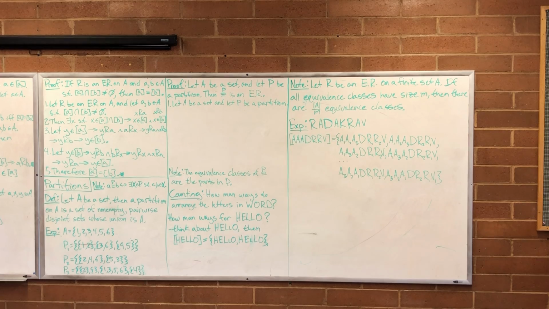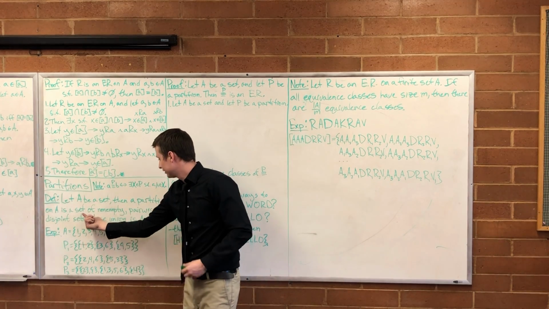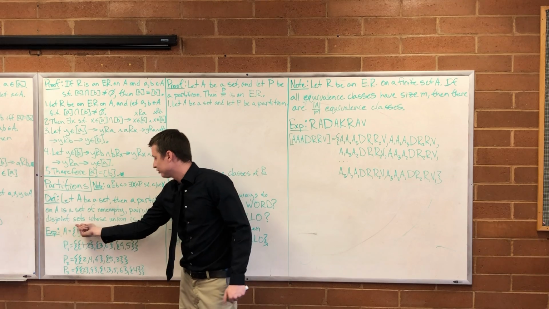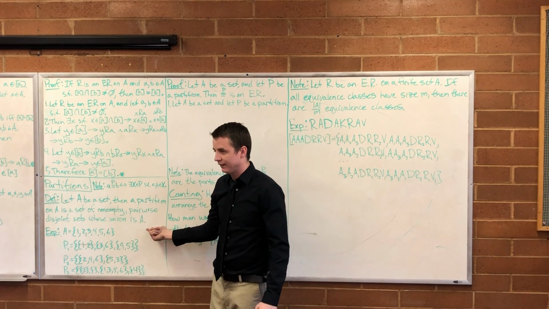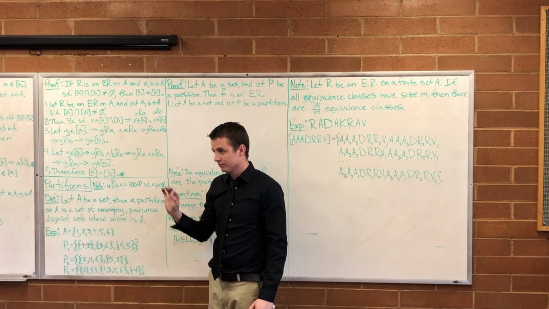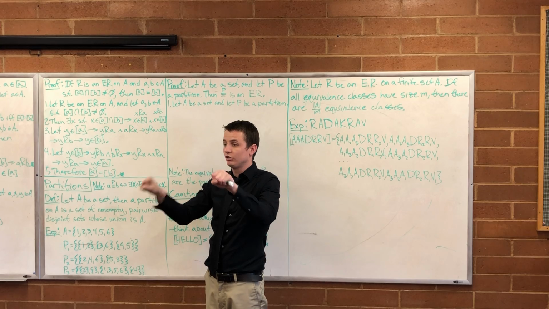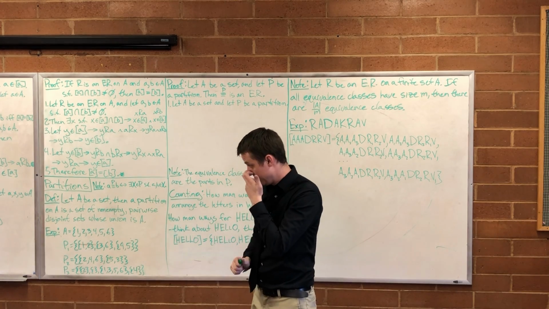So let A be a set. Then a partition on A is a set of non-empty, pairwise disjoint sets whose union is A. Pairwise disjoint means they don't have any elements in common. Any two sets you grab have 0 elements in common.